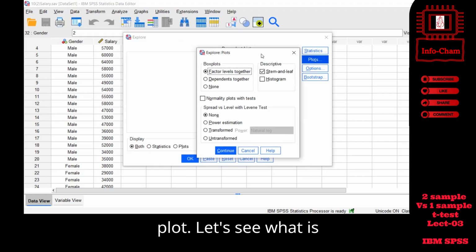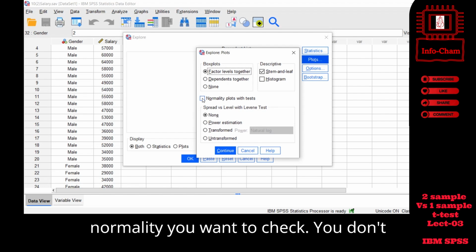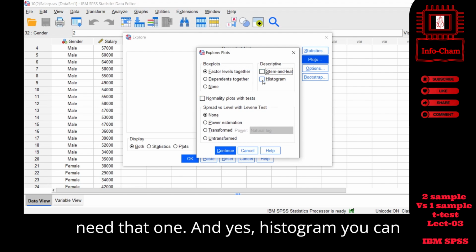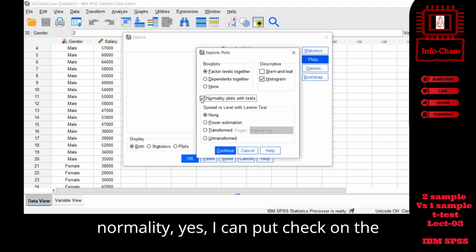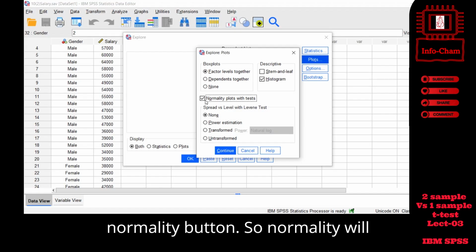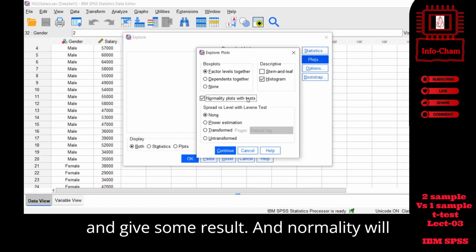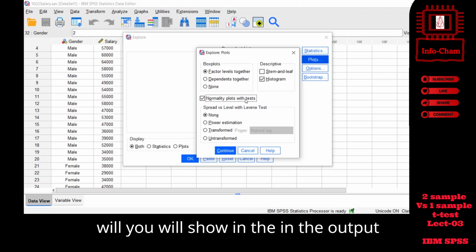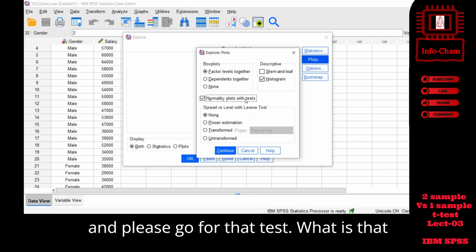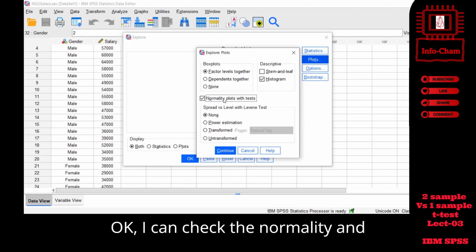In the plot, let's see what the second rule is: normality. If you want to check normality, yes, you can print the histogram, it is your choice. I can put a check on the normality button. Normality will be checked with some test. It will plot something for us and give some result, and normality will be checked with the one test which you will see in the output. Please go for that test. What is that test? Please explore on the internet.